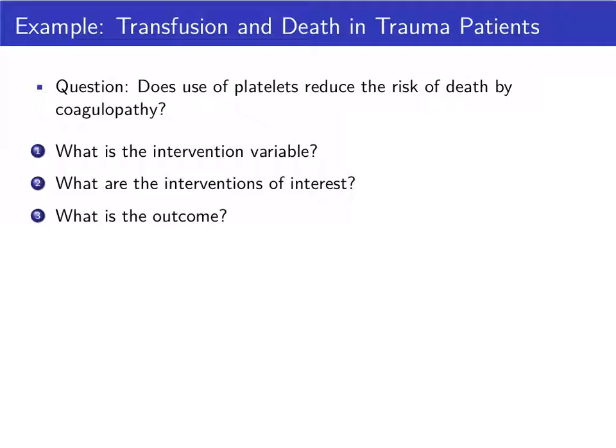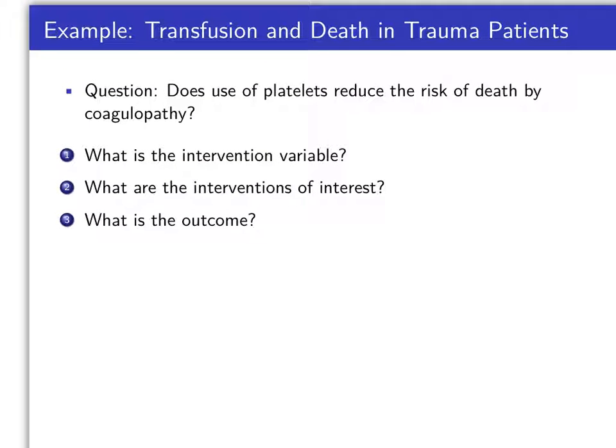These are just the steps we talked about. Does platelet reduce the risk of death from that word I can't pronounce, from bleeding to death or clotting to death? Essentially, that's what it means, one or the other. What is the intervention variable? What's the A? Well, of course, that's going to be platelets.